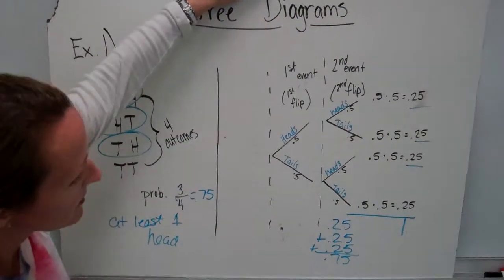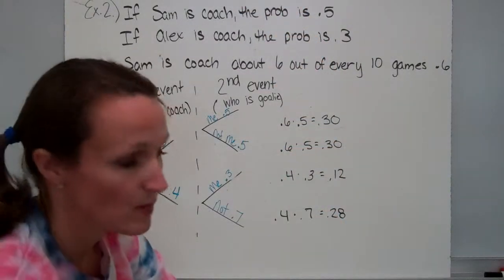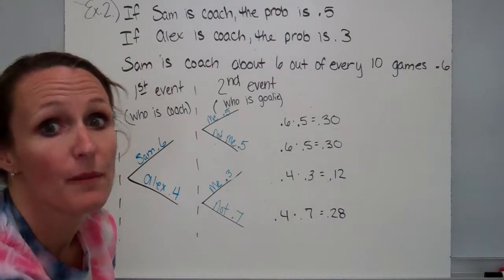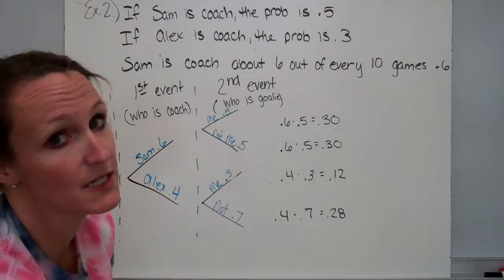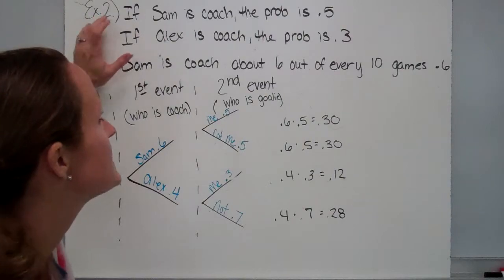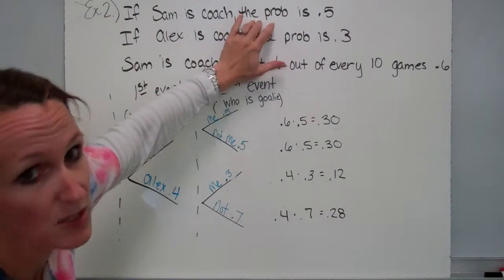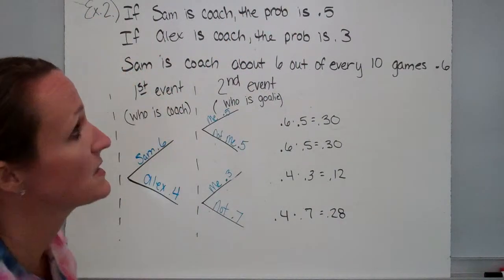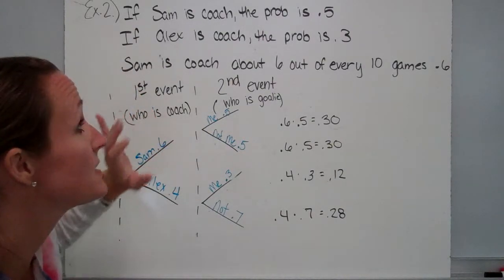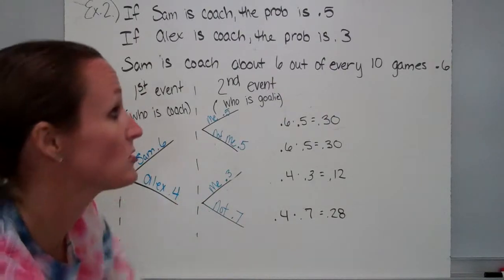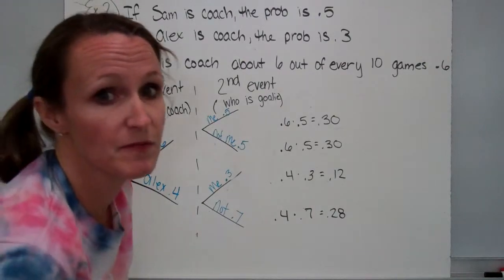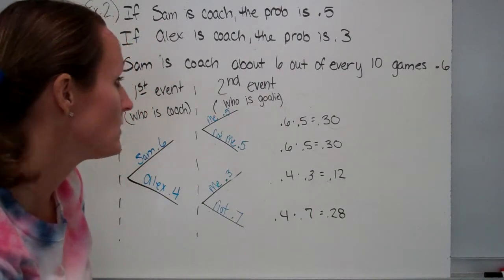Okay, so let's look at another problem. In this problem, we're going to play soccer, and we want to figure out what is the probability of being the soccer goalie that day. Well, you've already done some calculations. And you know that when Sam is the coach, the probability of you being picked as goalie is 0.5. When Alex is the coach, the probability of you being picked as goalie is 0.3. And you know that Sam is the coach at about 6 out of every 10 games, or 6/10 of the time. So let's make a tree diagram to figure out what is the probability of you being the goalie.